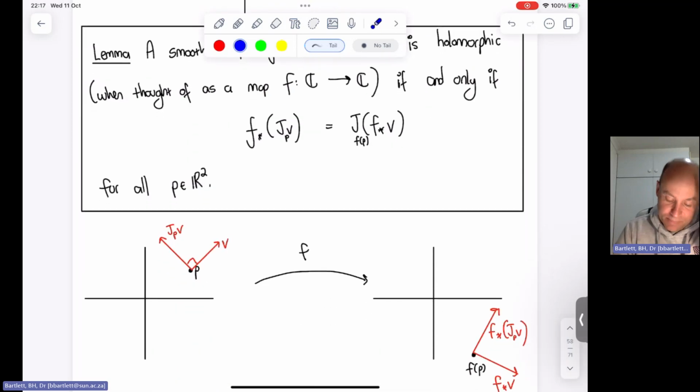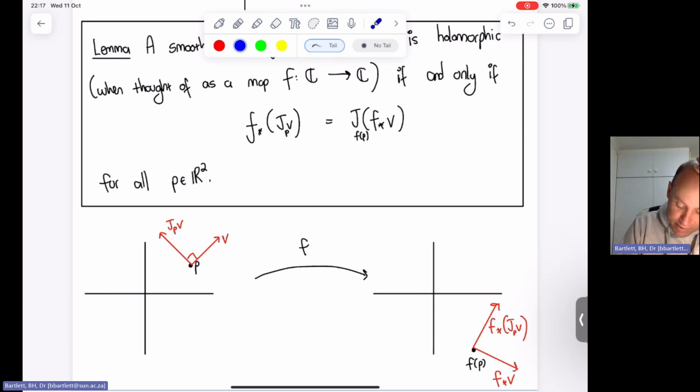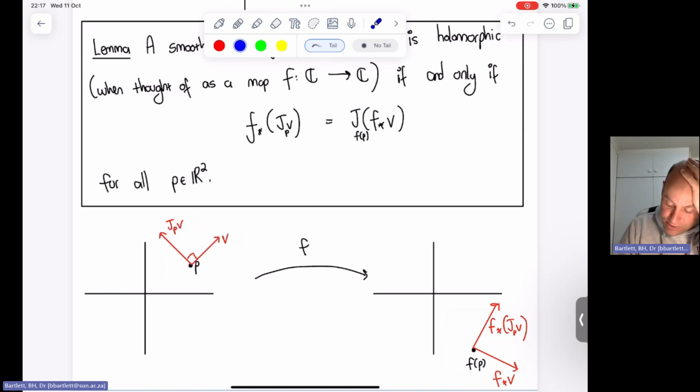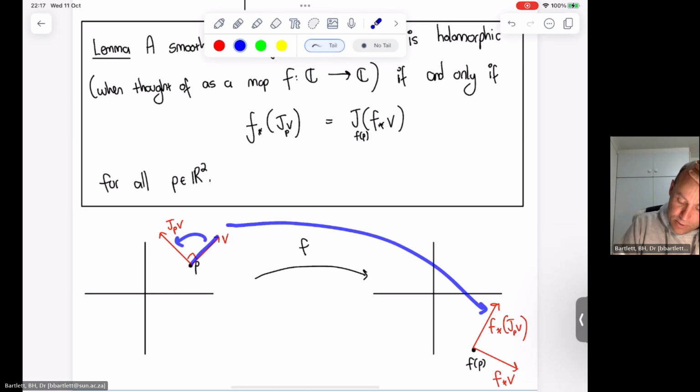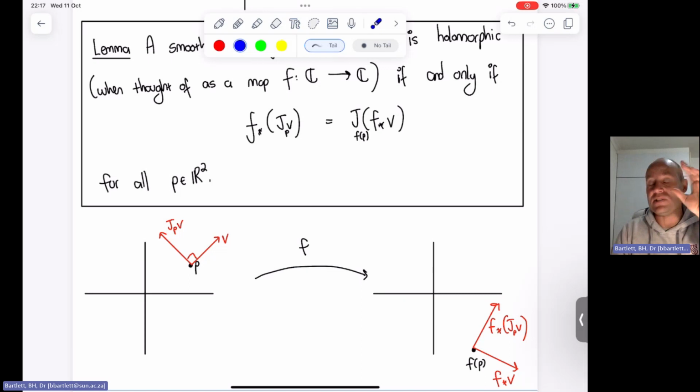So just to be clear, I've got this map from R2 to R2, and at every point I can take its derivative. That's going to be a map from the tangent space at that point to the tangent space at the image. So for example, it would send v to f lower star v. That's another notation for the derivative of f applied to v. And what we want here is that I can first rotate and then apply the derivative, or I can apply the derivative and then rotate.